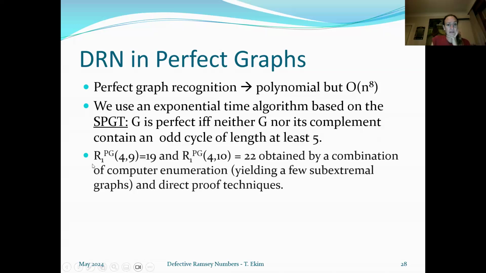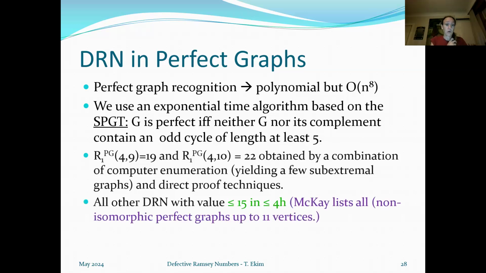And we could obtain these two numbers as a combination of computer enumeration and direct proof technique. Well, how? It turns out that the computer enumeration algorithm couldn't go up to 19 or 22 because it was too time consuming, but we could obtain only a few sub-extremal graphs and complete the proof by hand. So it's a combination of computer enumeration and direct proof techniques.